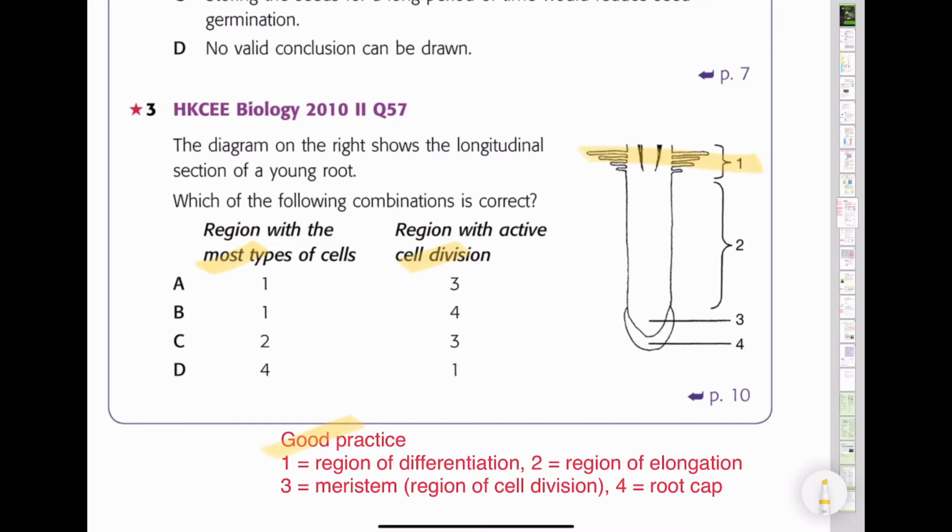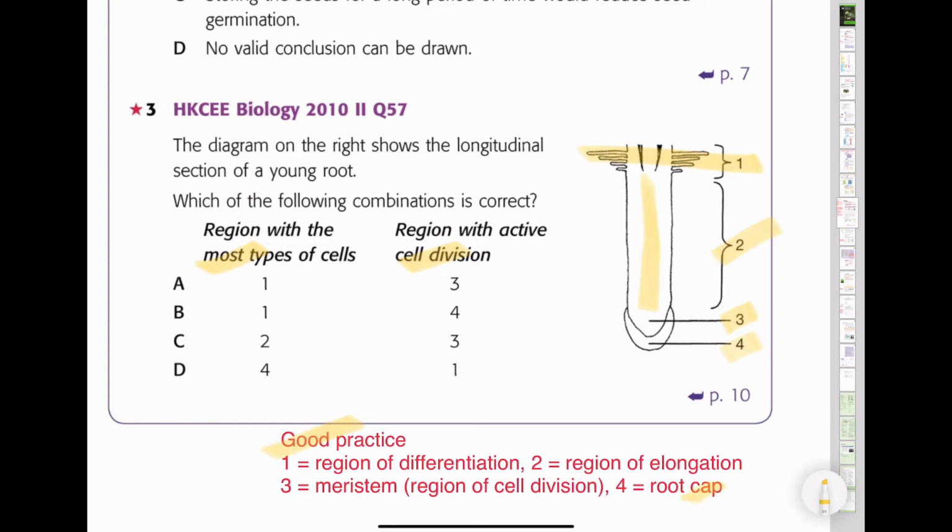So some of them will develop into root hair, some of them will develop into xylem vessels or phloem vessels. And then region 2 is the region of elongation. The cells become bigger, longer, cell enlargement. And then number 3, which is the meristem. So that's the region of cell division, as we have just said in the true or false question. And then number 4, which is the root cap, to protect the root tip.